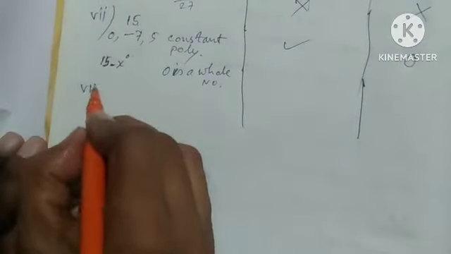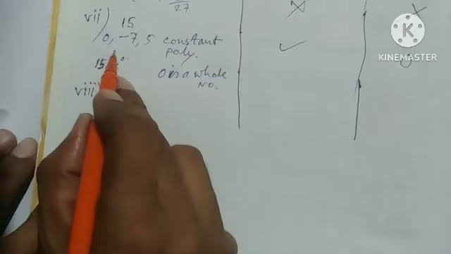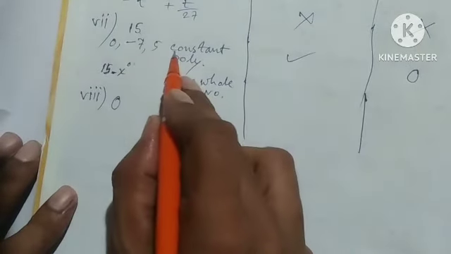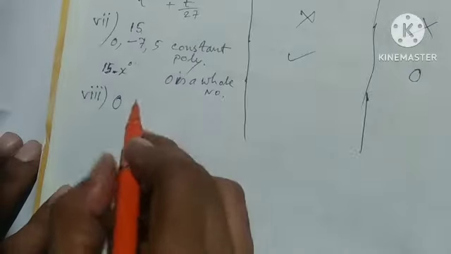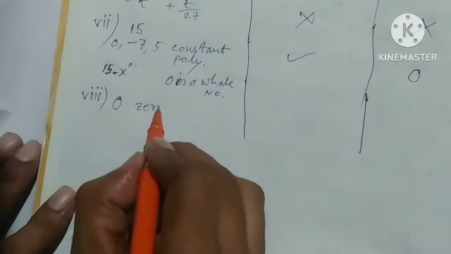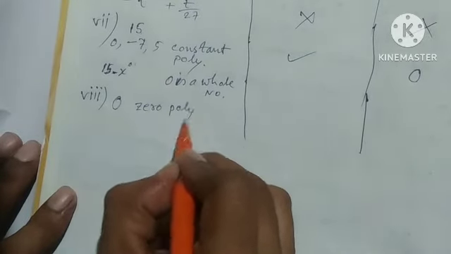Next one is 0. So I have written here, 0 is a constant polynomial, but it is also called the zero polynomial.